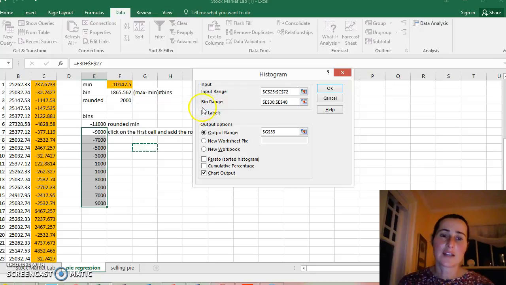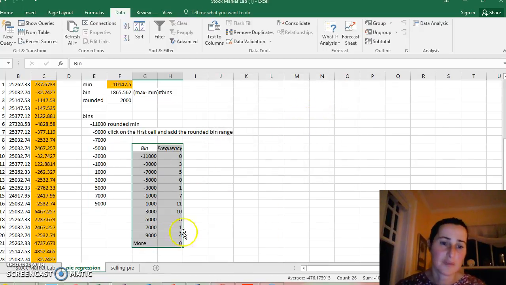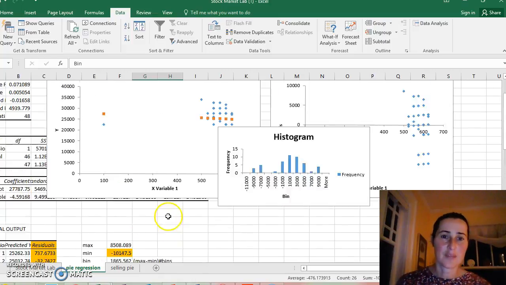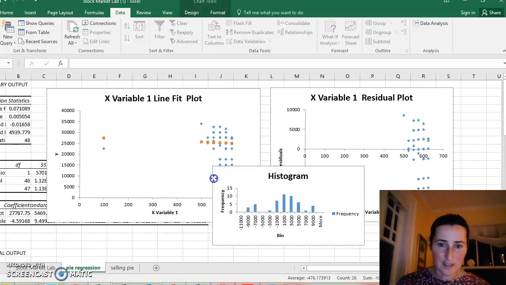I would only click labels if, when I highlighted my bins and my actual data, I'd highlighted the label in front. So I'm not going to click that. All right, let's see how it looks. So here's this. More is at 0, which means I've captured all my data. Awesome. And my graph that's right here, looking so nice.